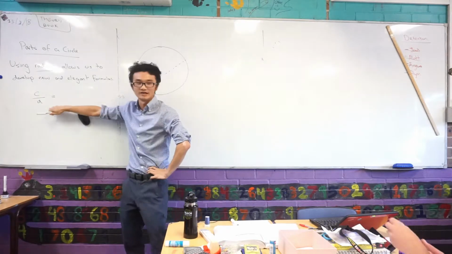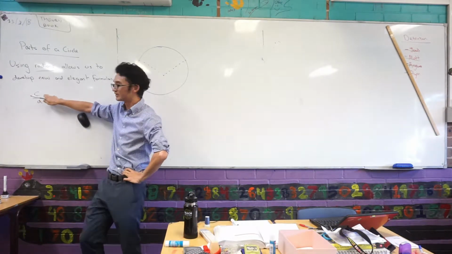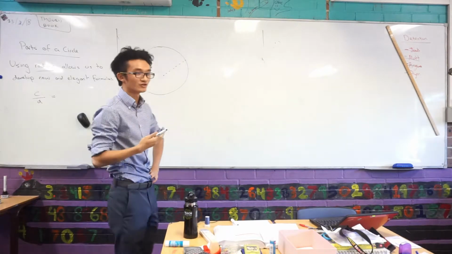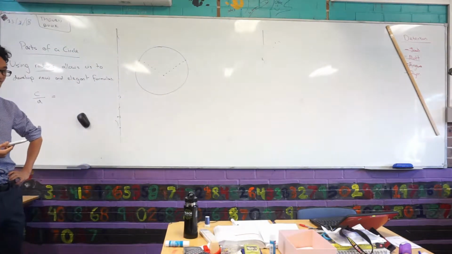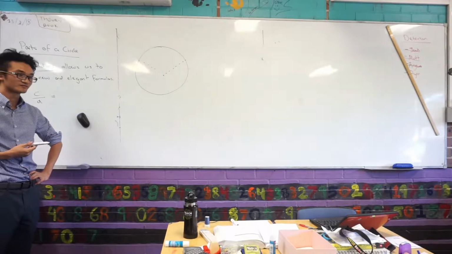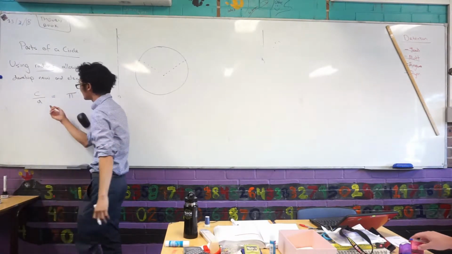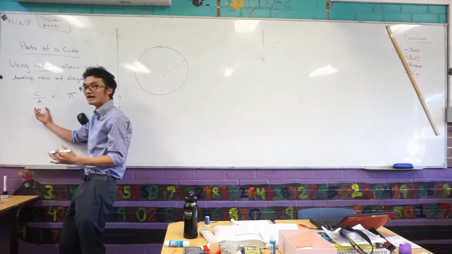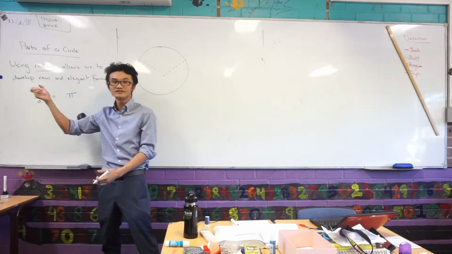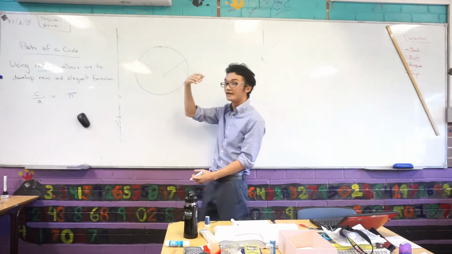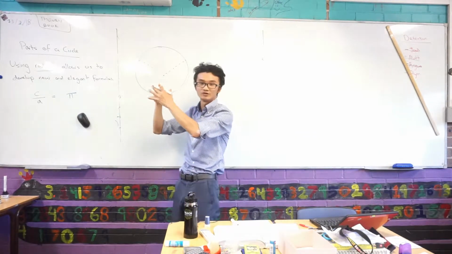Let me just come back to what I introduced in the first instance. Jesse, for this one, C over D, for any circle, what is that equal to? I was thinking that's the formula, but pi. Right, it is. Why is that? It's basically saying how many times does your diameter fit inside your circumference, and it's exactly, every time, exactly pi.